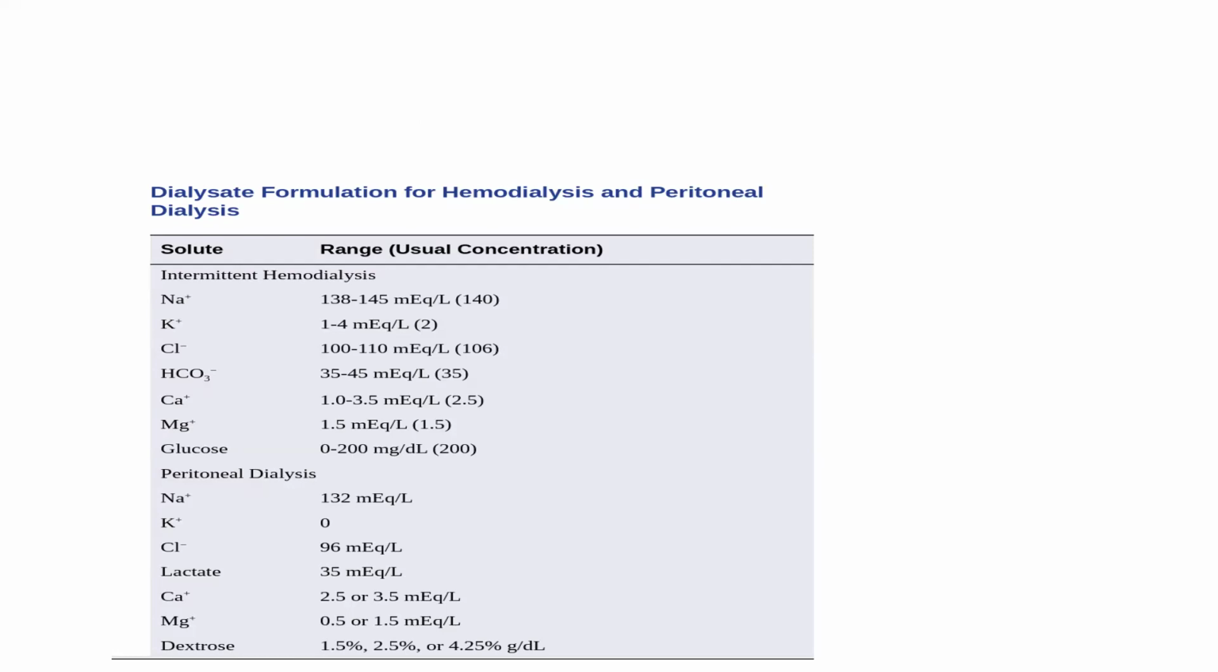For IHD, sodium is approximately 138 to 145, potassium 1 to 4, chloride 100 to 110, bicarb 35 to 45, calcium 1 to 3.5, magnesium 1.5, glucose 0 to 200. For peritoneal dialysis, sodium is approximately 132, potassium 0, chloride 96, lactate 35, calcium 2.5 to 3.5, magnesium 0.5 to 1.5, and dextrose in the concentration of 1.5%, 2.5%, or 4.25%.